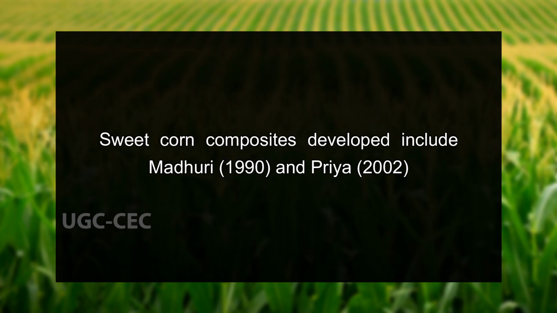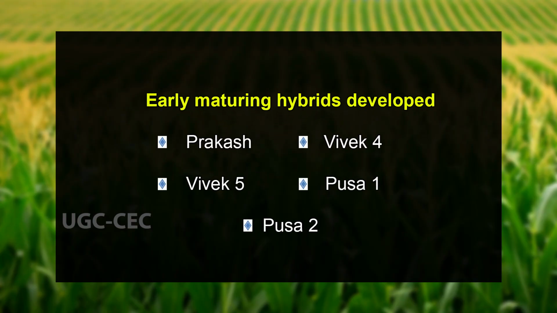The sweet corn composites developed include Madhuri in 1990 and Priya in 2002. Though no exclusive baby corn types were evolved, early maturing hybrids developed, Prakash, Vivek, Vivek 5, Pusa 1 and Pusa 2, have been found suitable for this purpose.